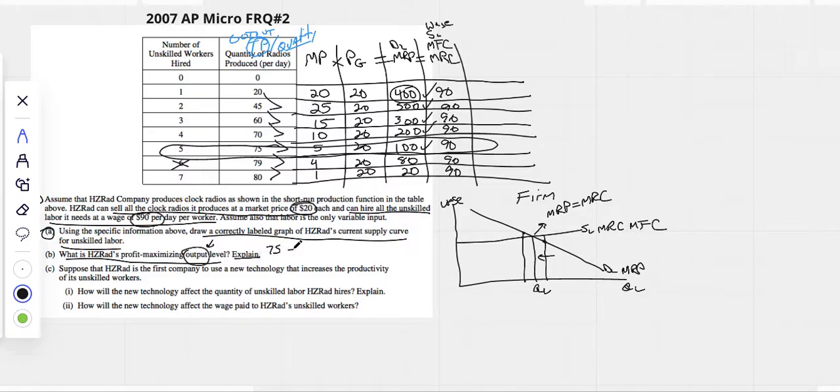Again, if we explained it, we would say that at 5 workers, our marginal revenue product is greater than our marginal revenue cost. At 6 workers, our marginal revenue product is less than our marginal revenue cost. So we would hire 5 workers. And you just have to write this out. There might be a better way to do it, but I'm saying it like this. 5 workers, and they produce 75.